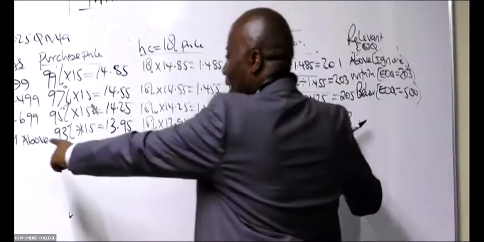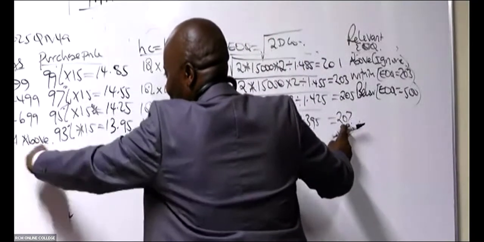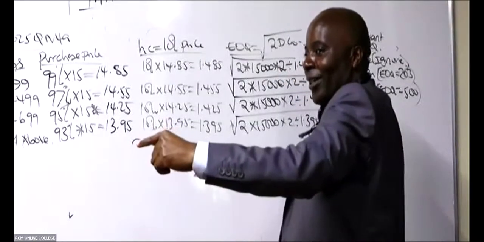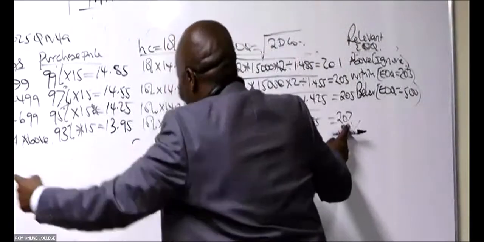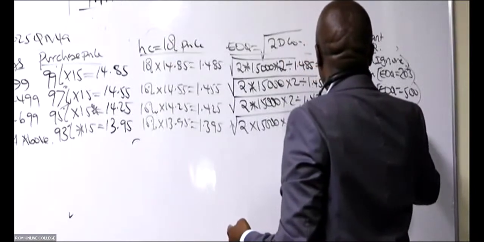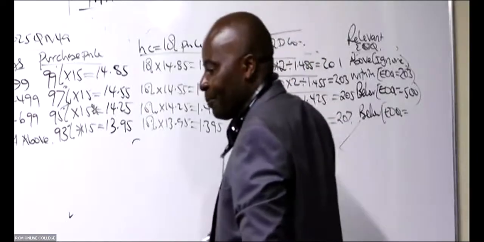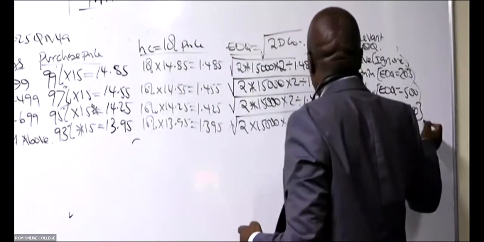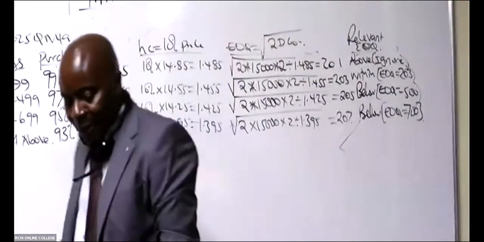207, where is it here? It's in above, right? No. 207 is below, isn't it? So it is below. And therefore, we evaluate which EOQ? The lowest, 700. The moment you understand this, you have understood the entire concept.